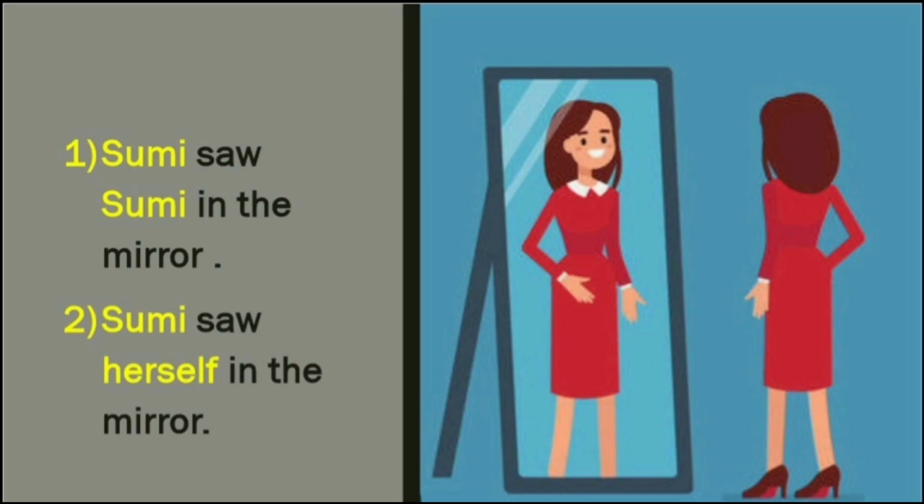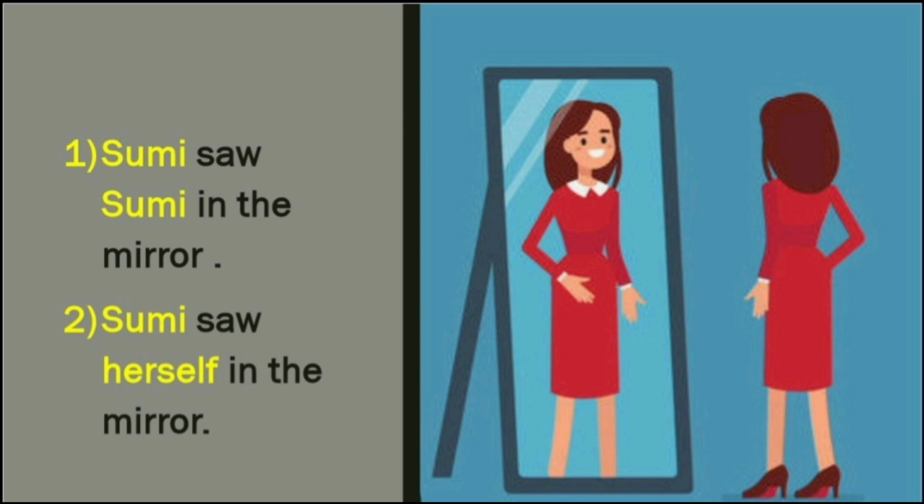Reflexive pronouns are used when the doer of an action, that is the subject, and its receiver, that's the object, refer to the same person or thing. If you look at these examples, the first one is: Sumi saw Sumi in the mirror. The two nouns used here refer to the same person. Sumi saw herself in the mirror. You can see in the image Sumi is seeing herself in the mirror. So here we have replaced the objective noun Sumi with a reflexive pronoun, herself, right?